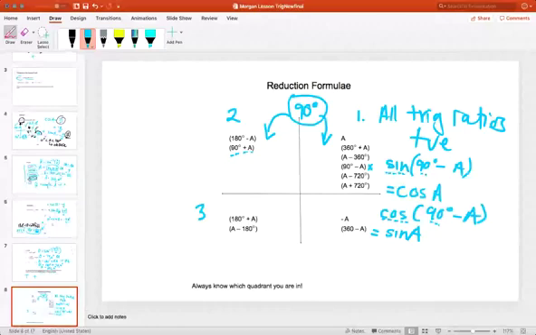So the 90 minus reference angle, that is very easy. It will change from sine to cos, but not be negative. It will always be positive because we're in quadrant 1. Right, let's erase this.